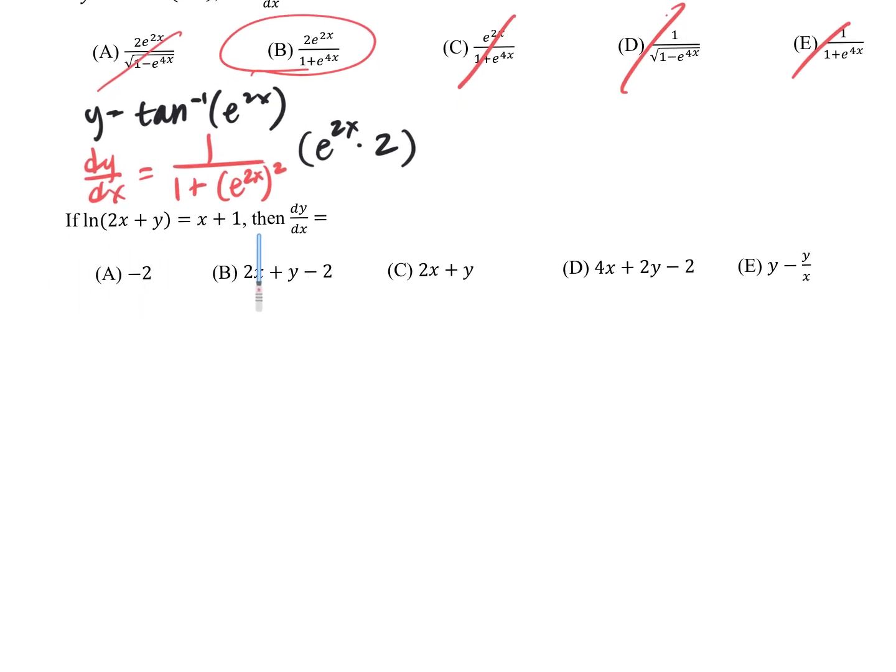Whew, I just threw this in here. I got a y randomly in my equation.